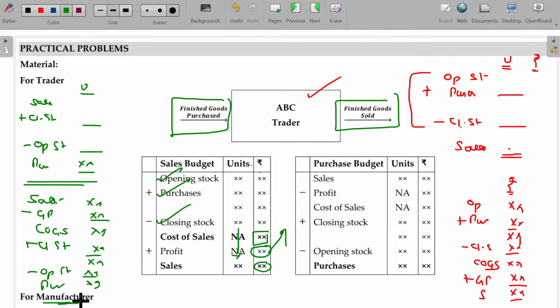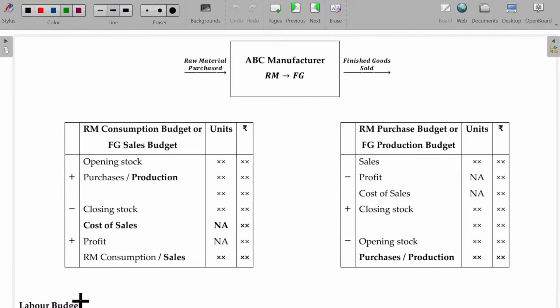What happens in case of a manufacturer, sir? In case of a manufacturer, four budgets are prepared. One is the raw material purchase budget. After purchase, you are not going to sell. What are you going to do? You are going to consume the material. After consumption, you produce, which is the production budget. Later on, you go for the sales budget. The raw material purchase budget is equal to the purchase budget.